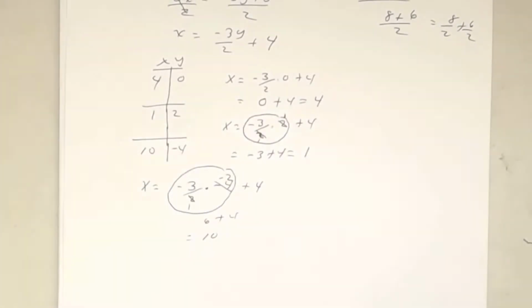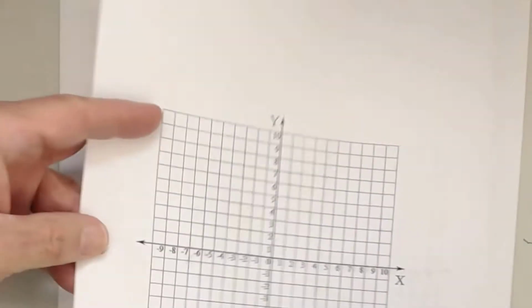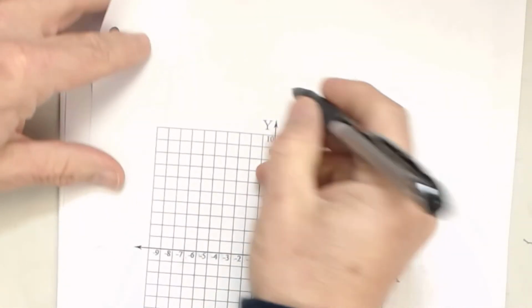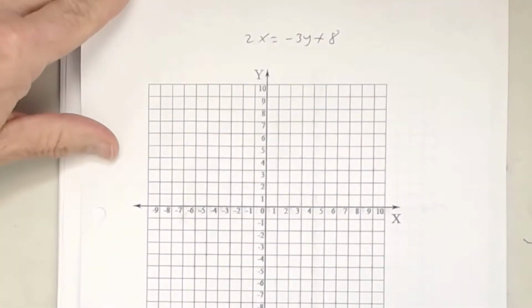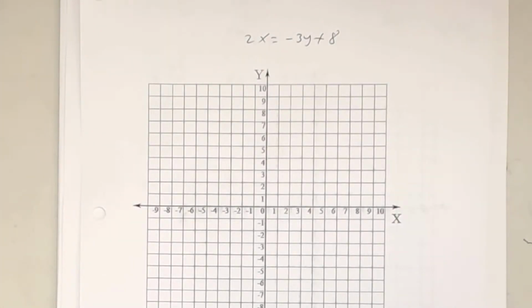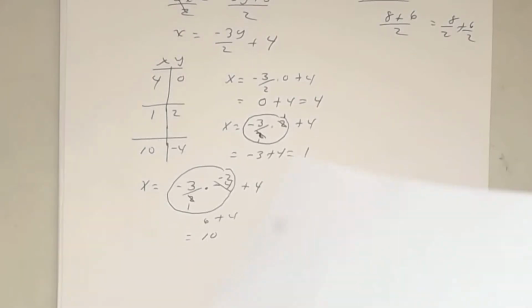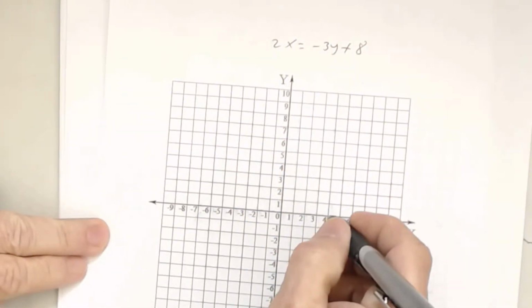So in your coordinate plane, you're going to plot those 3 points. Your test is going to have some rulers. So you're going to plot these 3 points. This is 2x equal negative 3y plus 8. When you do that, you're going to get, so 4, 0 is here.